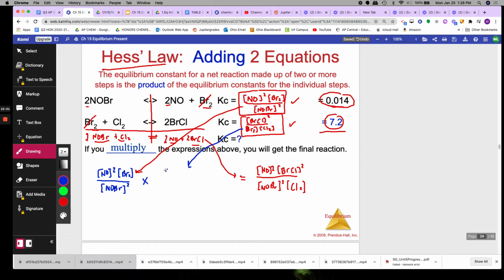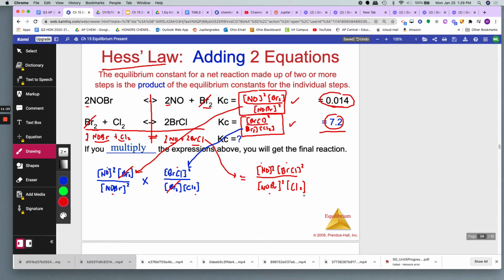So BrCl squared over Br2 Cl2. Okay, when we multiply them, it looks like something cancels. Br2 cancels, and I end up with, it matches. So here's the NO, here's the NO. So NO squared. Here's the BrCl squared, BrCl squared. NOBr squared, NOBr squared, Cl2, Cl2.